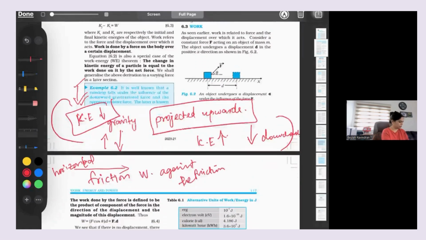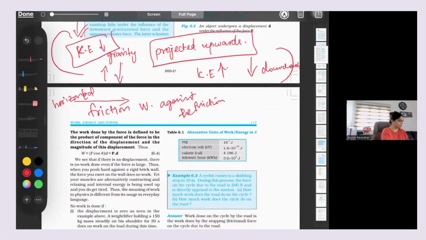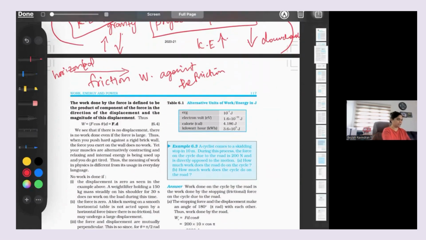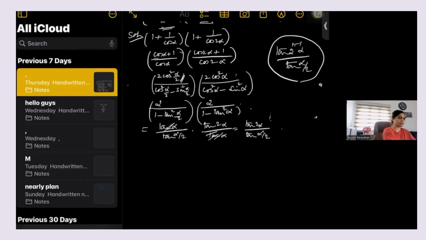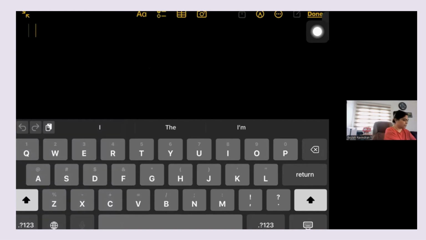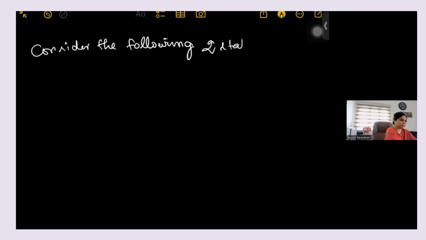Then I will explain you about the kind of problem questions regarding this. I will give you two statements. Take a note of these statements. The statements are very important. Okay, what is that statement actually? Do write. Consider the following two statements.